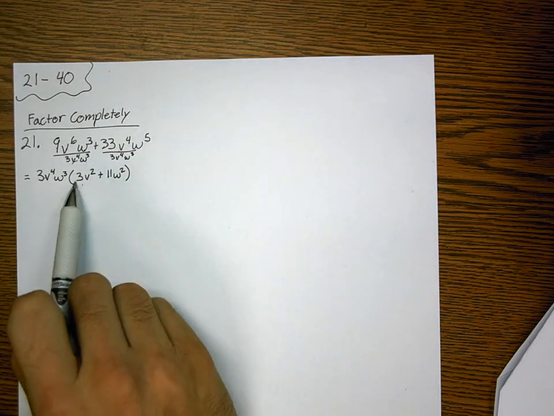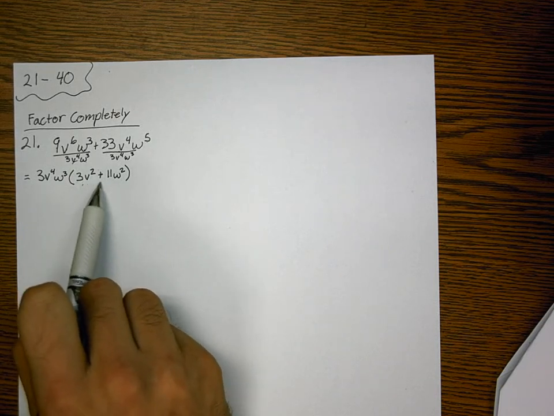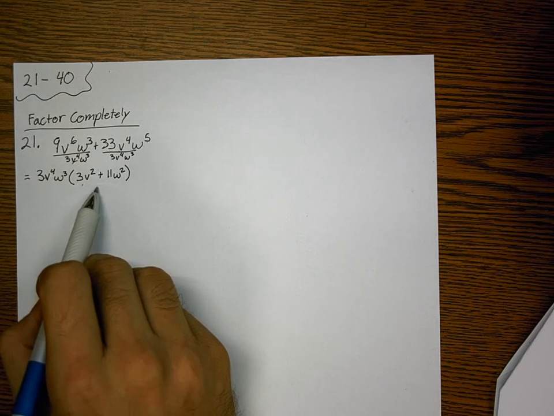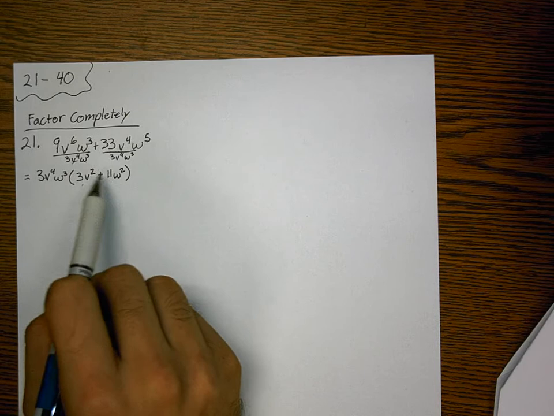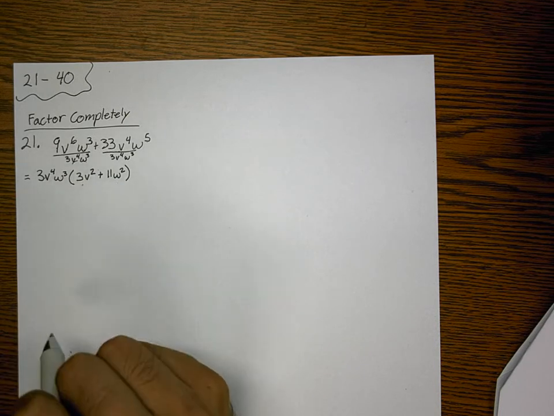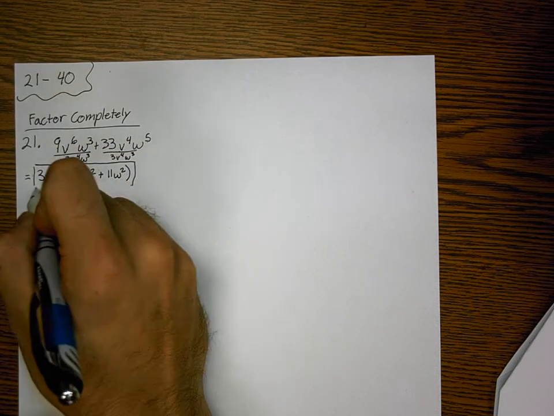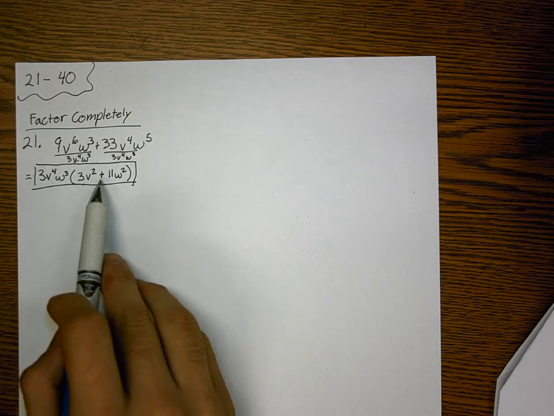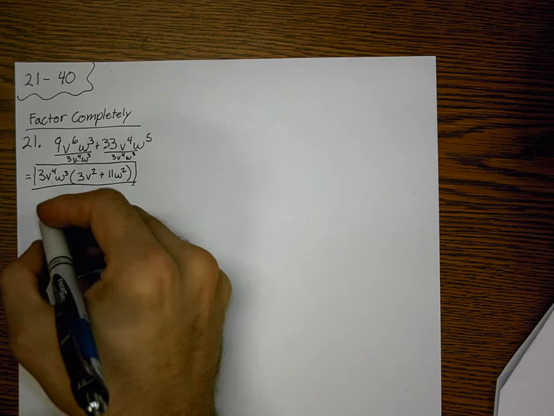So once I am here, I've factored out the greatest common factor from each, and I look, can I factor what's in the parentheses still any further? And so there's not a difference of squares, there are no more like terms, and there are no more greatest common factors that we can pull out. So that's as much as we can factor. We have the greatest common factor here, and then a factor of 3v squared plus 11w squared.